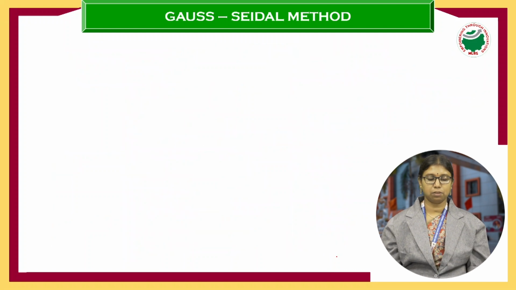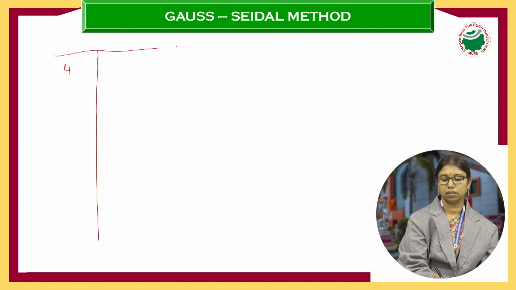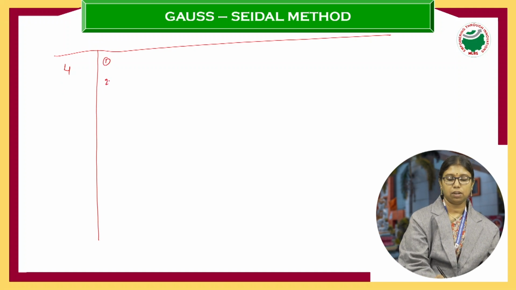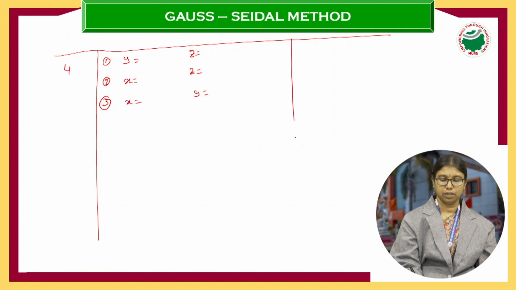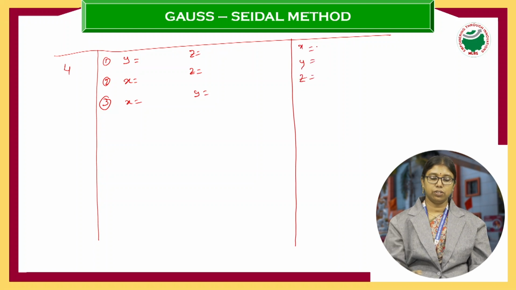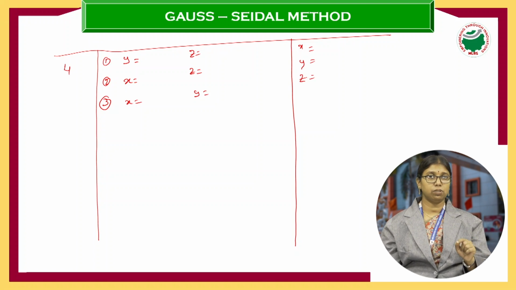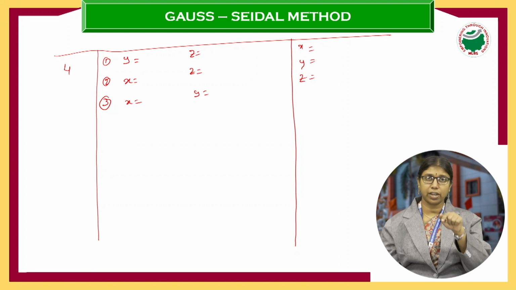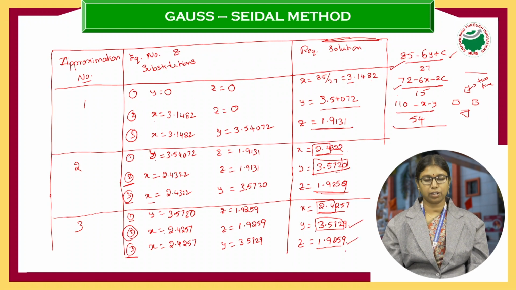So I will take the fourth approximation. And the equation numbers are 1, 2, 3. Substitutions for the first equation are y and z. For the second equation, x and z. For the third equation, x and y. And the required values are x, y, z. So first you need to get the first equation on the screen. Press the upper arrow 2 times, then you will get the first equation on the screen. So here we have to take the latest values for y and z. What are the latest values for y and z? 3.5729, 1.9259.